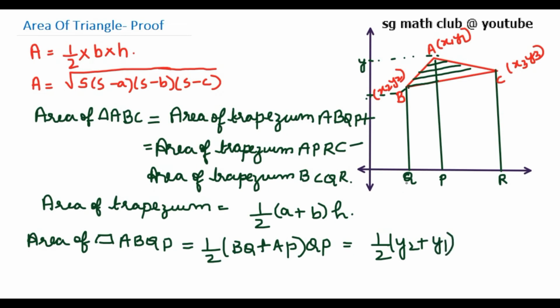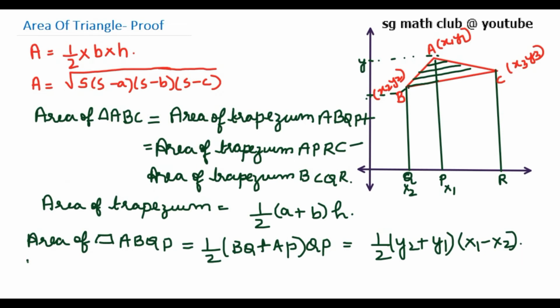Now QP: this point is x2 and P is x1. So QP is x1 minus x2. So I have x1 minus x2. In the same way, we can find out the area of the other two trapeziums.